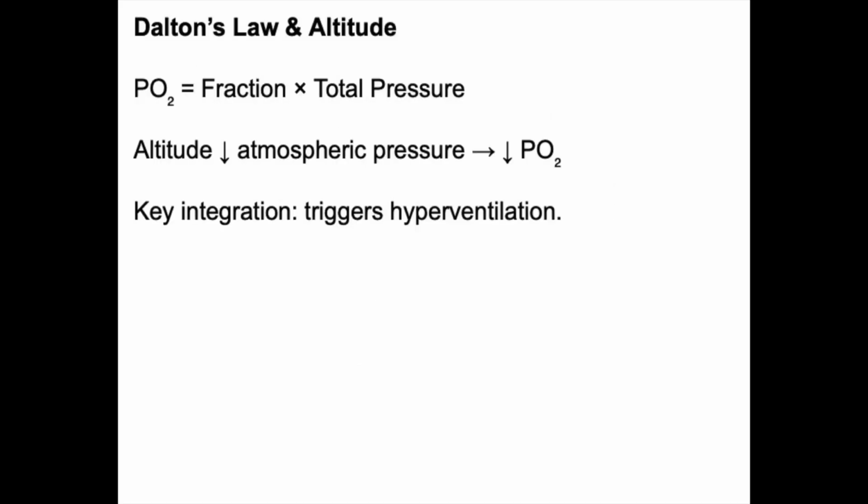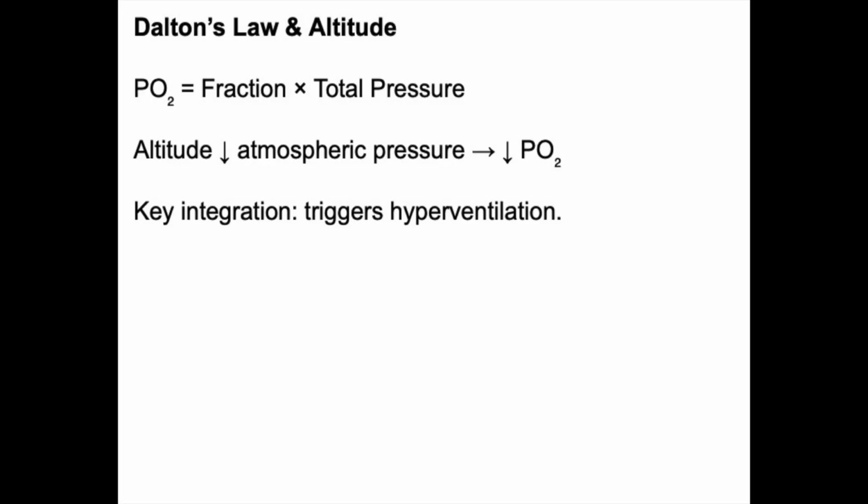Dalton's law is simple but powerful: partial pressure equals fraction times total pressure. The fraction of oxygen in the air is about 21%, so what changes at altitude is total atmospheric pressure. As altitude increases, atmospheric pressure drops. That means PO2 drops, even though the percentage of oxygen stays the same. Lower alveolar PO2 leads to lower arterial PO2. That's hypoxemia.